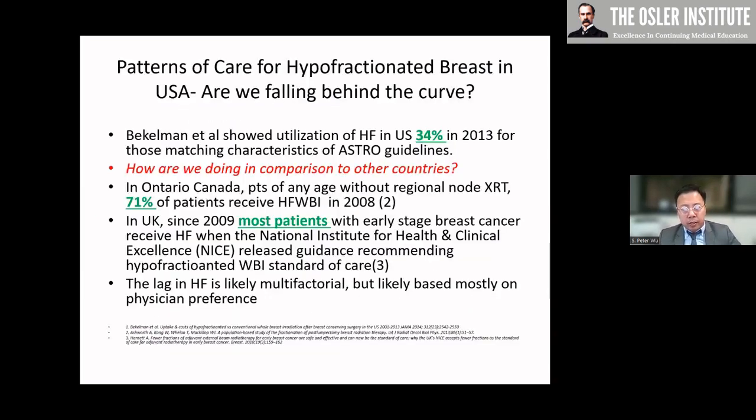All right. So when it comes to patterns of care for hypofractionated breast radiation, Beckelman at UPenn showed a utilization of hypofrac in the United States to be only 34% in 2013. And we're doing much better lately. I believe it's over 50% now, but it's certainly a far cry from the 2018 ASTRO guidelines and NCCN guidelines too, which have said that this is okay for all patients.